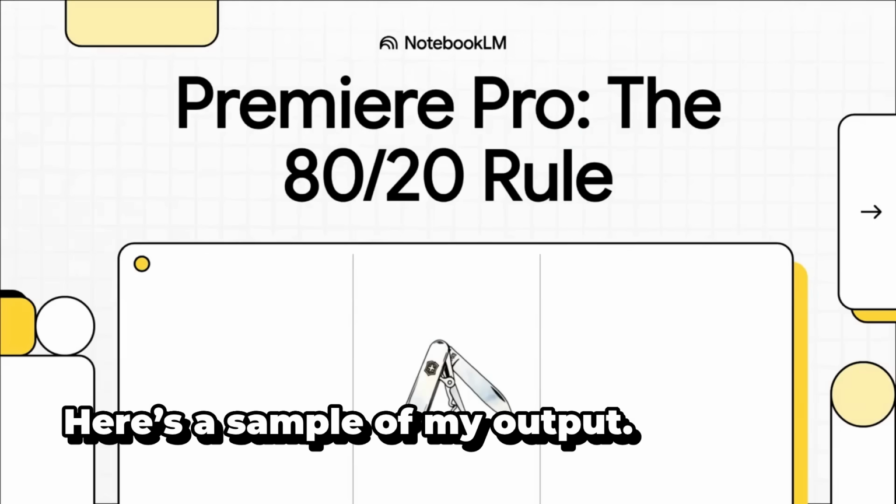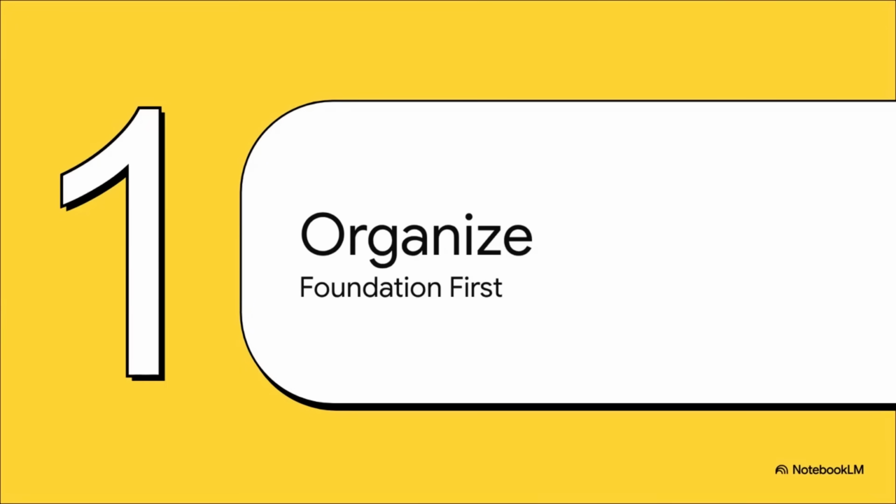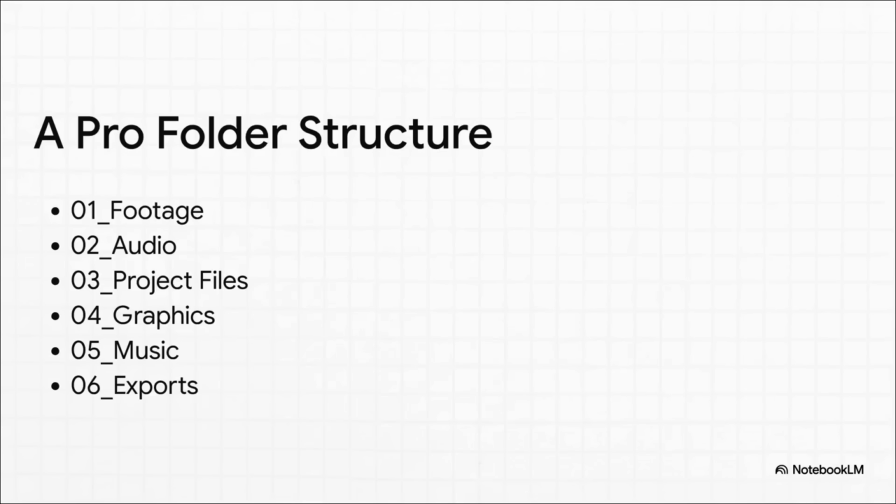All right, let's talk about Adobe Premiere Pro. We are going to focus on the 80-20 rule. I call it the OACE workflow. It stands for Organize, Assemble, Calibrate, and Export. Let's dive in. The first, and you know, arguably the most important step, is organization. So what does that prep actually look like? Well, it looks like this. A clean, simple, repeatable folder structure.